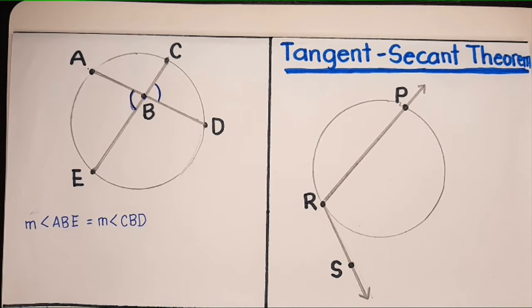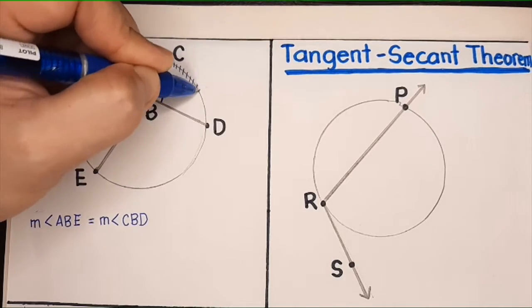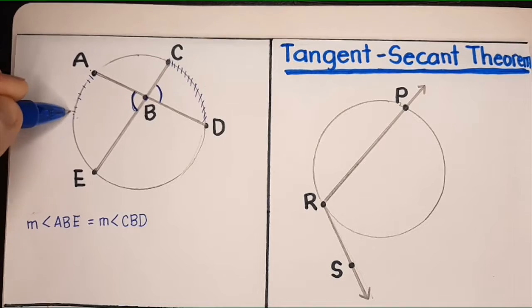Okay? So, if you have like this, two chords intersect within a circle, you get the sum of the measures of the intercepted arcs and then divide the sum by 2. Okay, so where are the intercepted arcs? Ito. So, this one and this one.